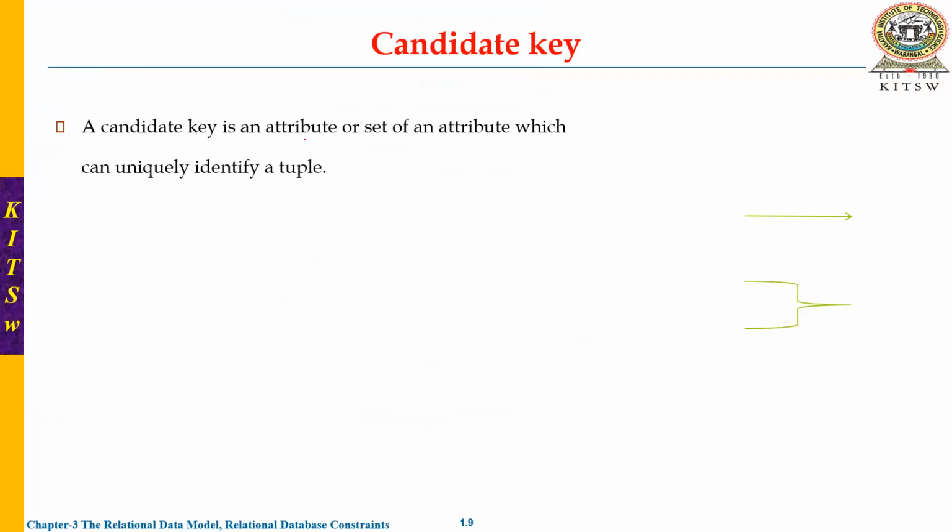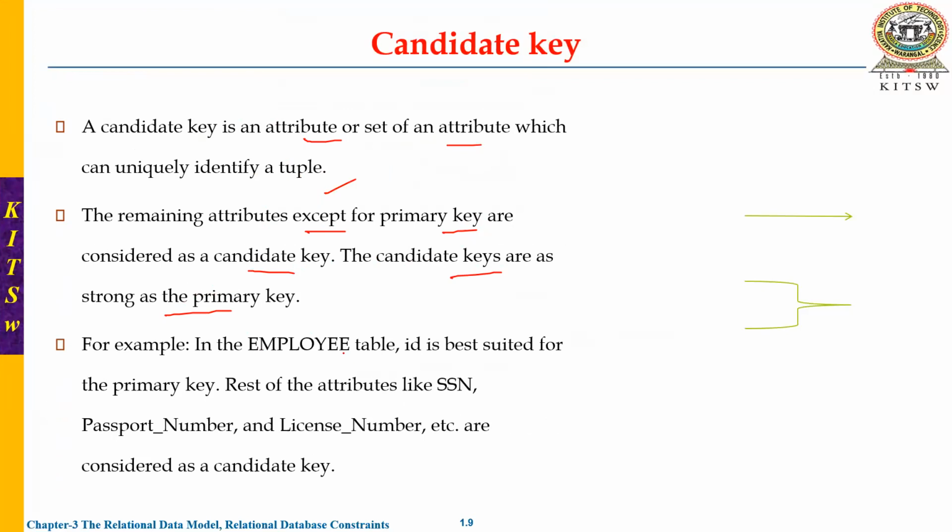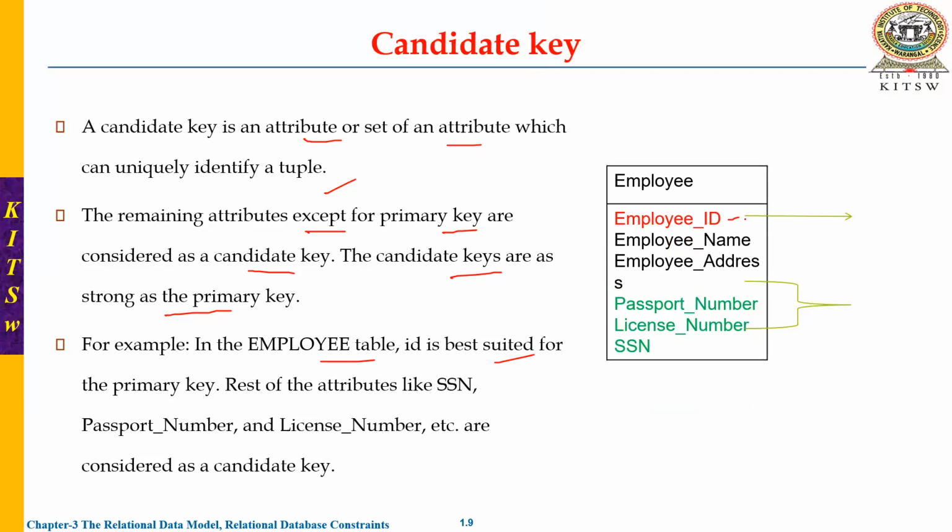Candidate key. A candidate key is an attribute or set of attributes which can uniquely identify a tuple. So the remaining attributes except the primary key are considered as the candidate keys. Candidate keys are also as strong as the primary key. For example, in the employee table, ID is best suited for primary key, and the remaining, passport number is a unique one, license number is a unique one, SSN number is a unique one. So these are called candidate keys.